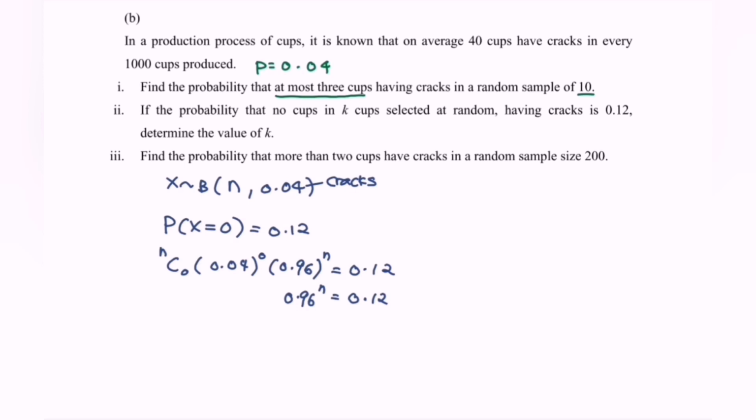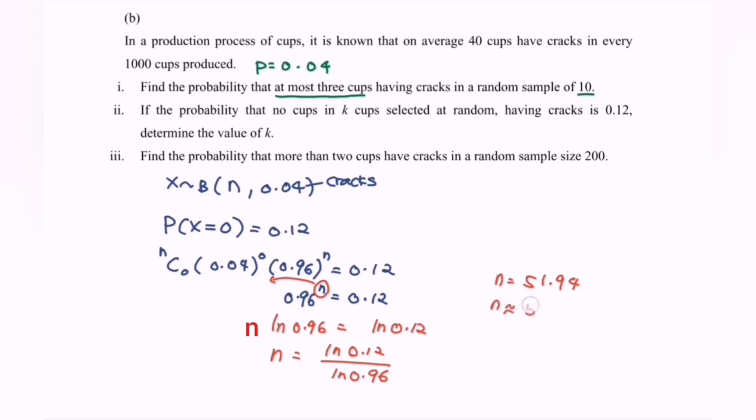My suggestion is to take ln of both sides. By using the properties of log, we can bring forward the n. So n is equal to ln 0.12 over ln 0.96. So the value of n is equal to 51.94. If we round up, n is approximately 52. So the value of n is actually the value of k.